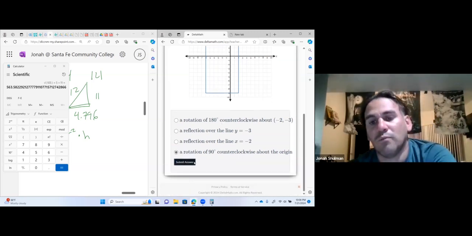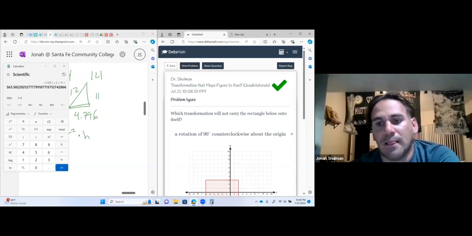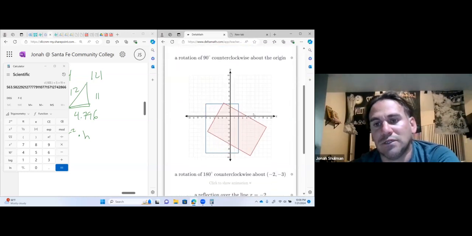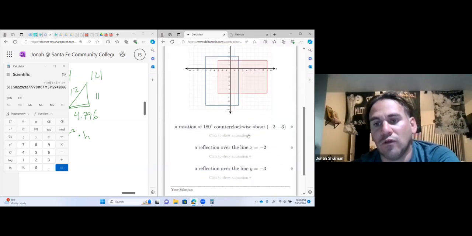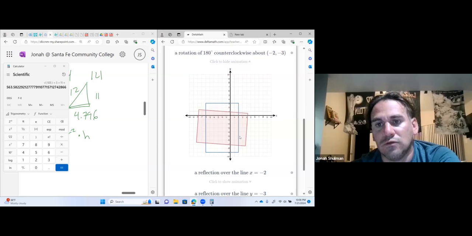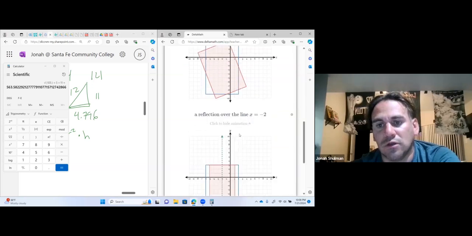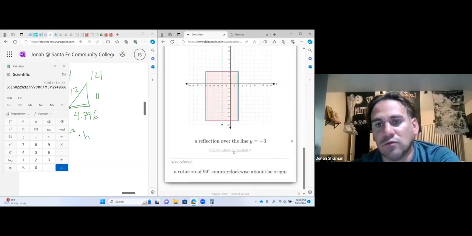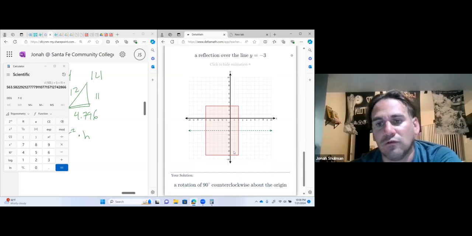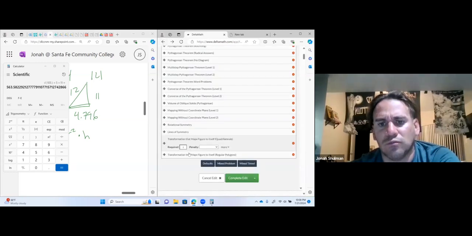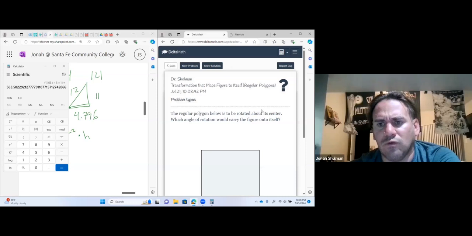A 90-degree spin won't make it work. So if I spin it 90 degrees, it doesn't fall on itself. All the other ones, you can see match. Every single one of these other ones will match right onto itself. Cool. So that's a good problem. And now we have one more.